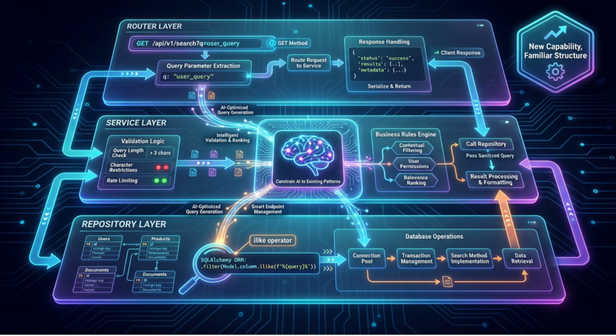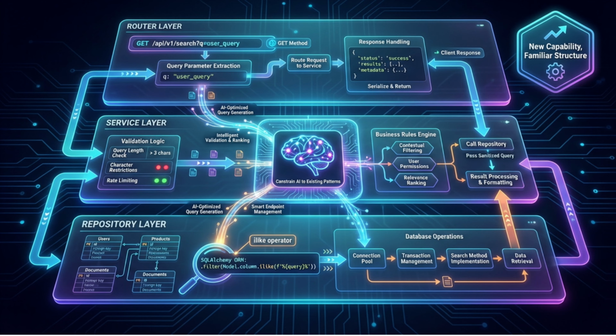The AI generates the search endpoint. In the repository layer, it adds a search method that uses SQLAlchemy's ilike operator for case-insensitive substring matching. In the service layer, it validates the query length and calls the repository. In the router, it adds the GET endpoint that extracts the query parameter and returns the response.